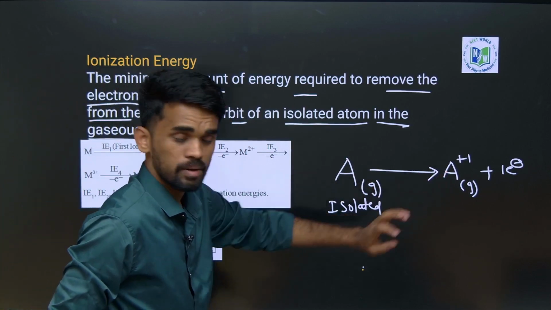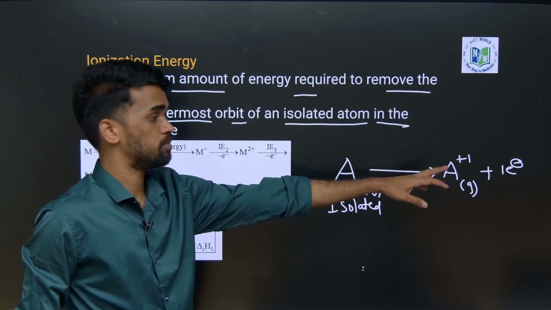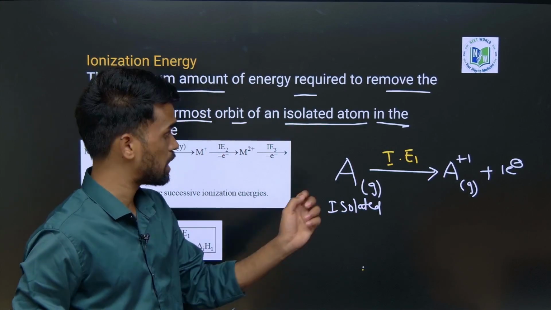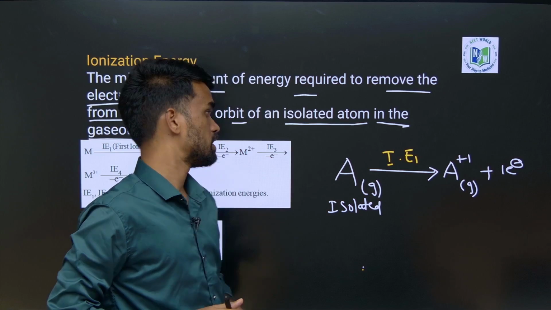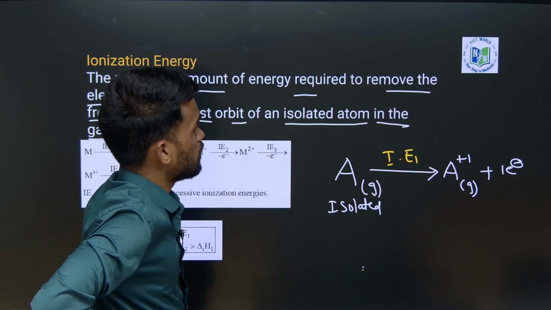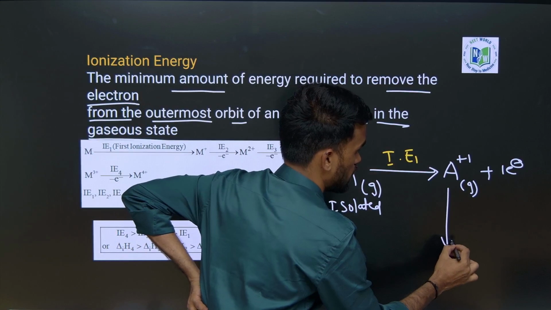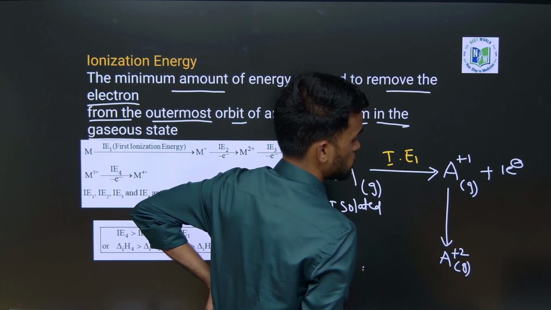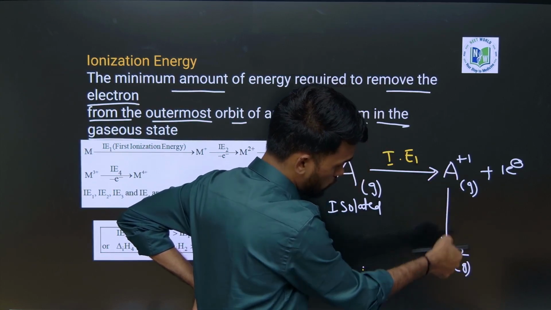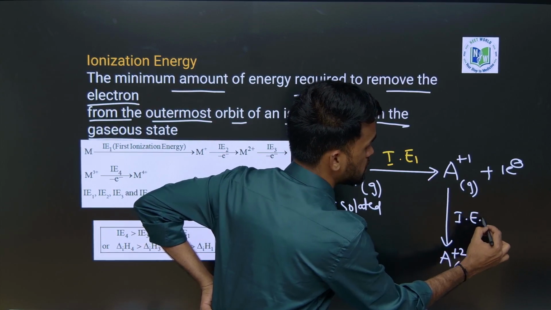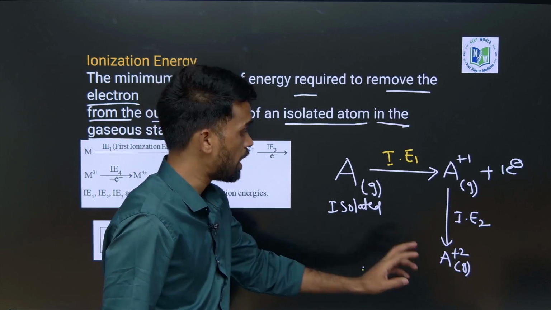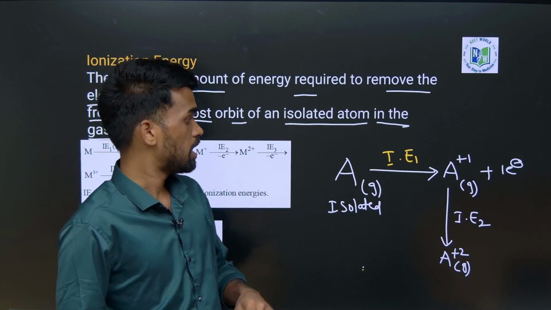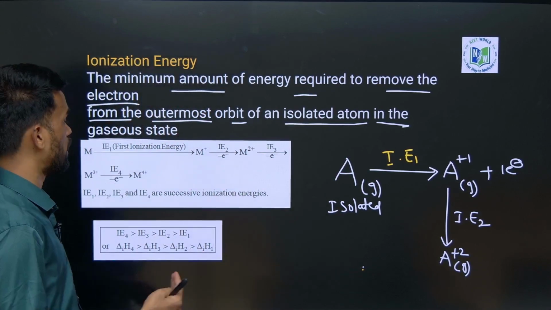Now it becomes A plus. This is IE1, the first ionization energy, because one electron is removed. Similarly, if you are removing one more electron from here to here, it becomes A plus 2 in gaseous state. The process which you are doing here, you should call IE2, the second ionization energy. Again, if you are removing one more electron, that will be considered as the third ionization energy. Like that you can give successive ionization energies.